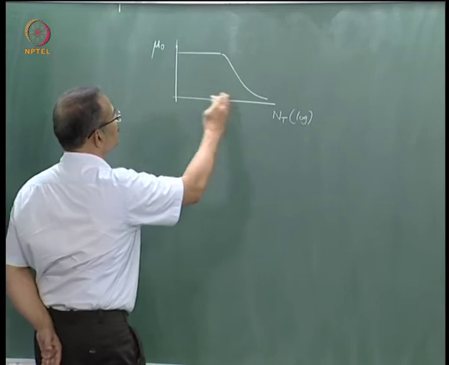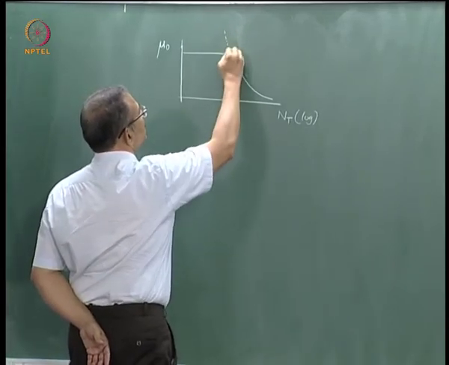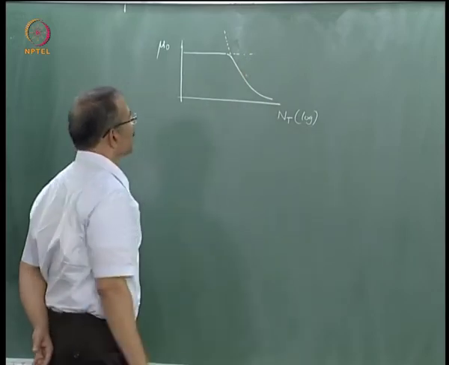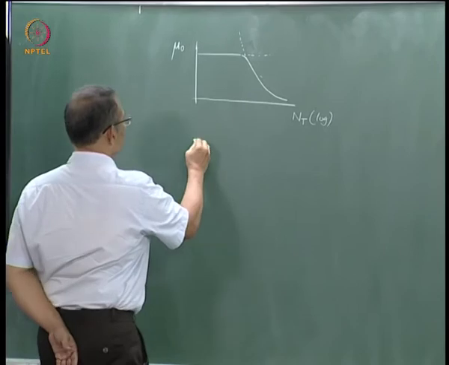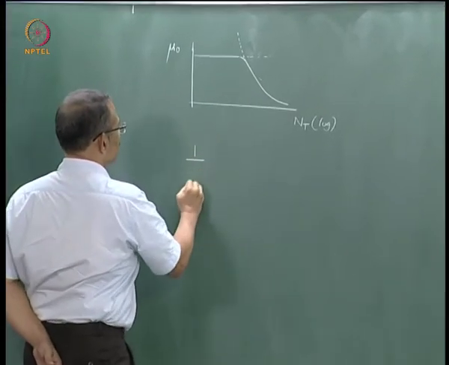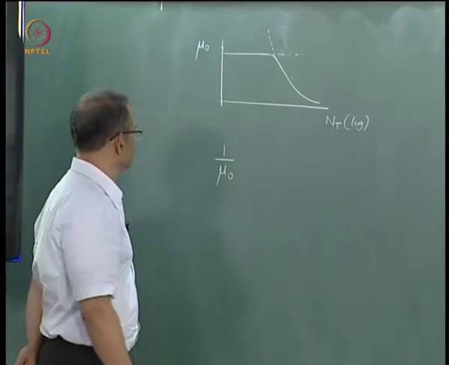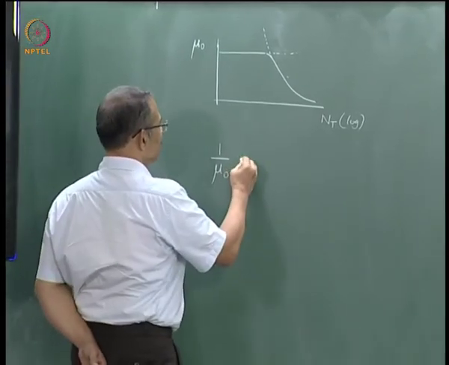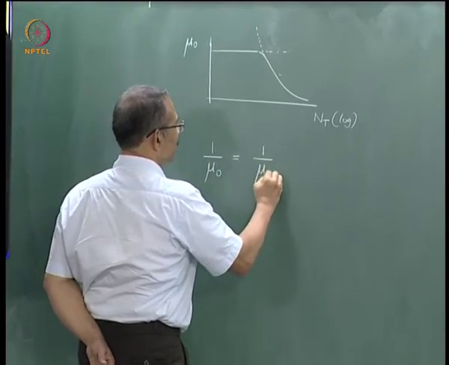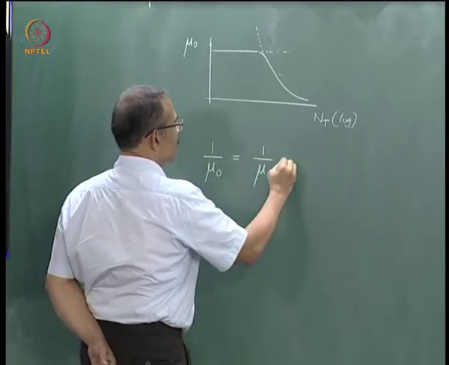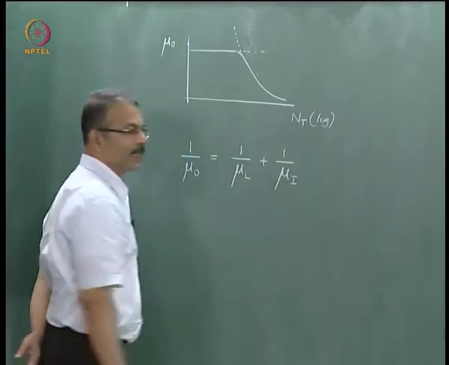Now you can separate this into two regions. Say maybe one region which goes like this and the other region which is kind of constant as a function of doping. Now it proves convenient to develop equations for mobility using the reciprocal. So for example, I can write 1 by mu naught equal to 1 by mu L, that is due to lattice scattering, plus 1 by mu I due to ionized impurity scattering.